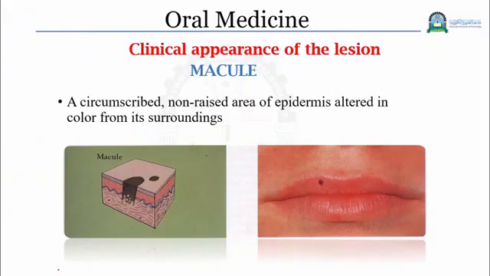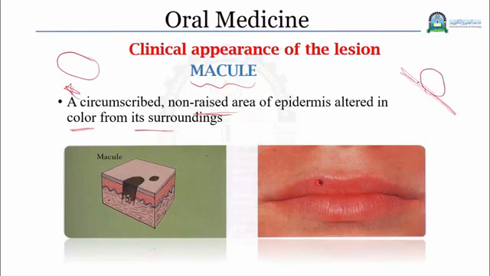We will start with pigmentations. The macule: we find a circumscribed, non-raised alteration in the color of the epidermis from the surrounding tissue. The level of the lesion is not exophytic. Exophytic lesions are raised lesions, with an elevation, but the macule is non-raised. There is just a discoloration at the level of the oral mucosa or the skin, circumscribed, differing from the surrounding tissue color. So this is the macule.